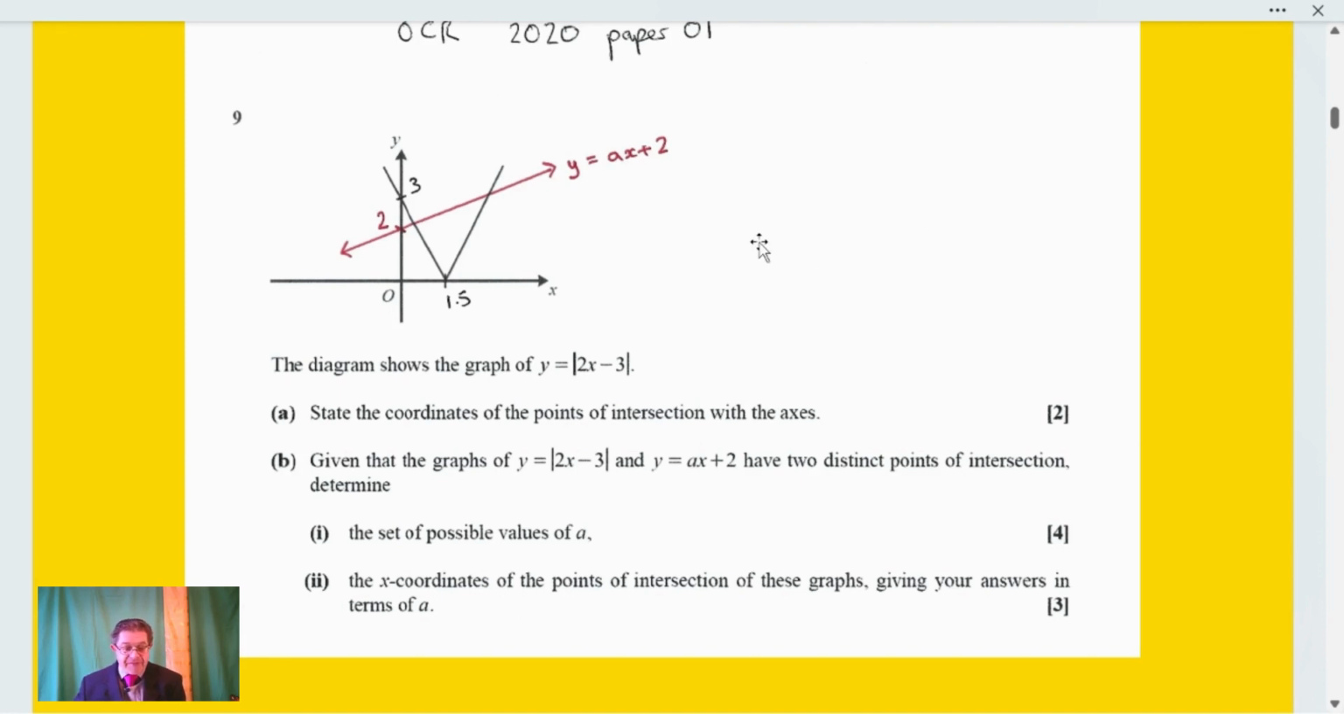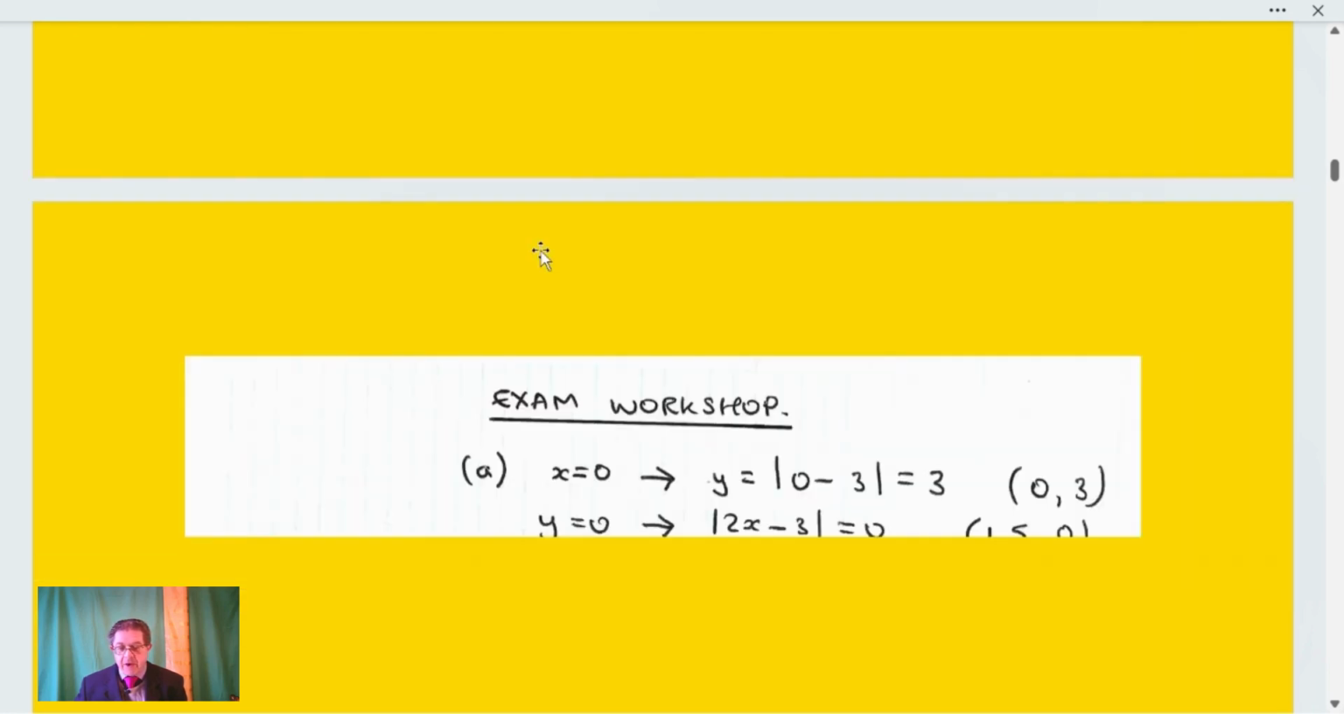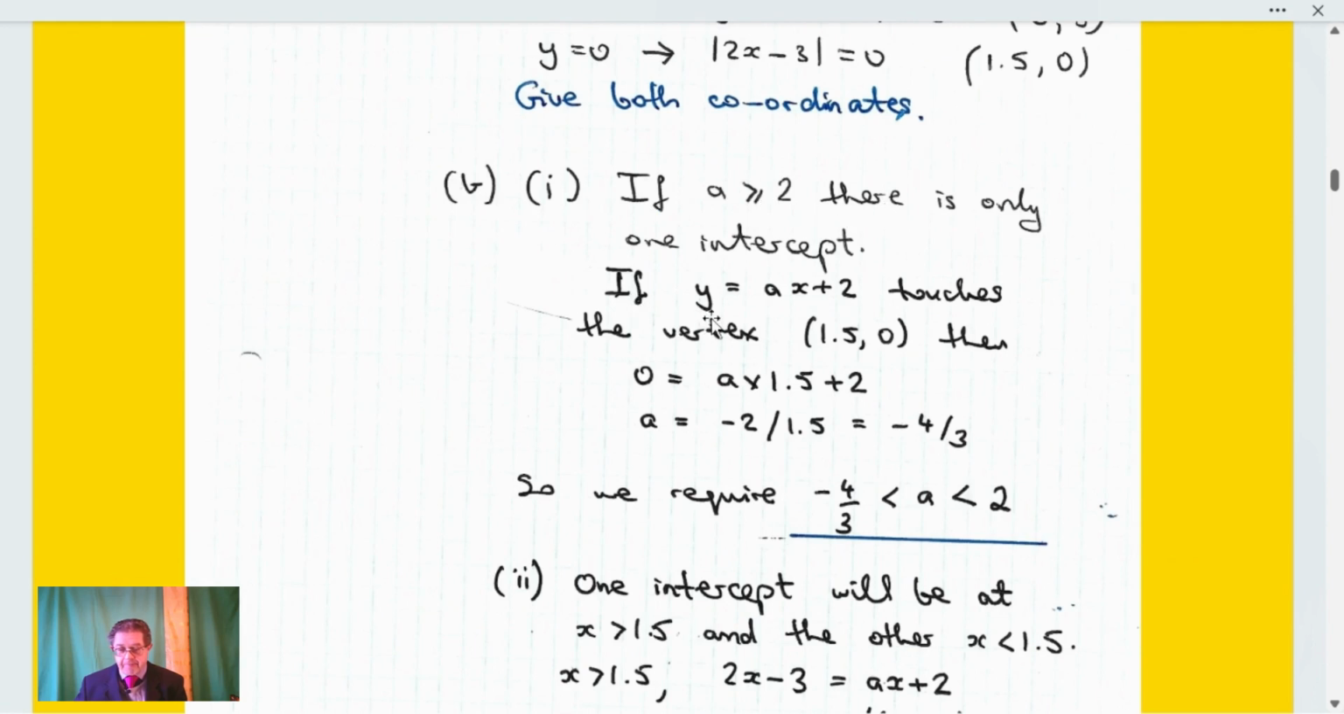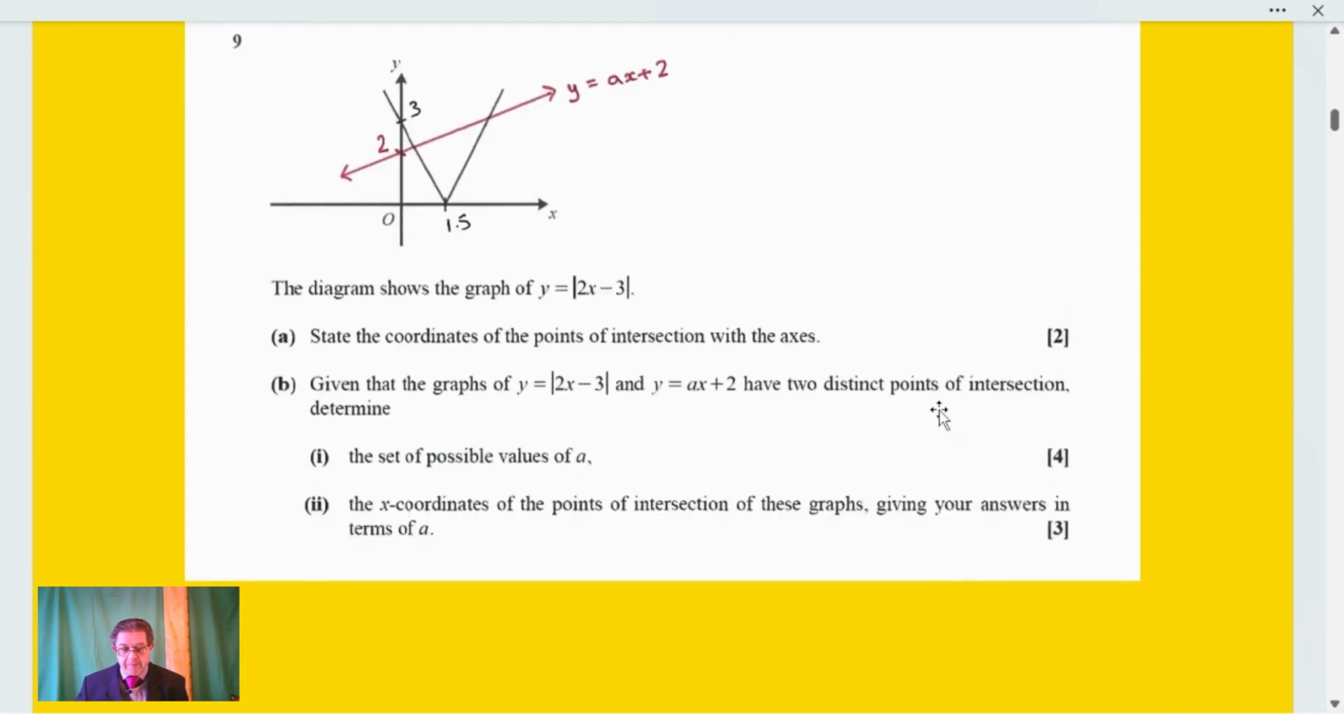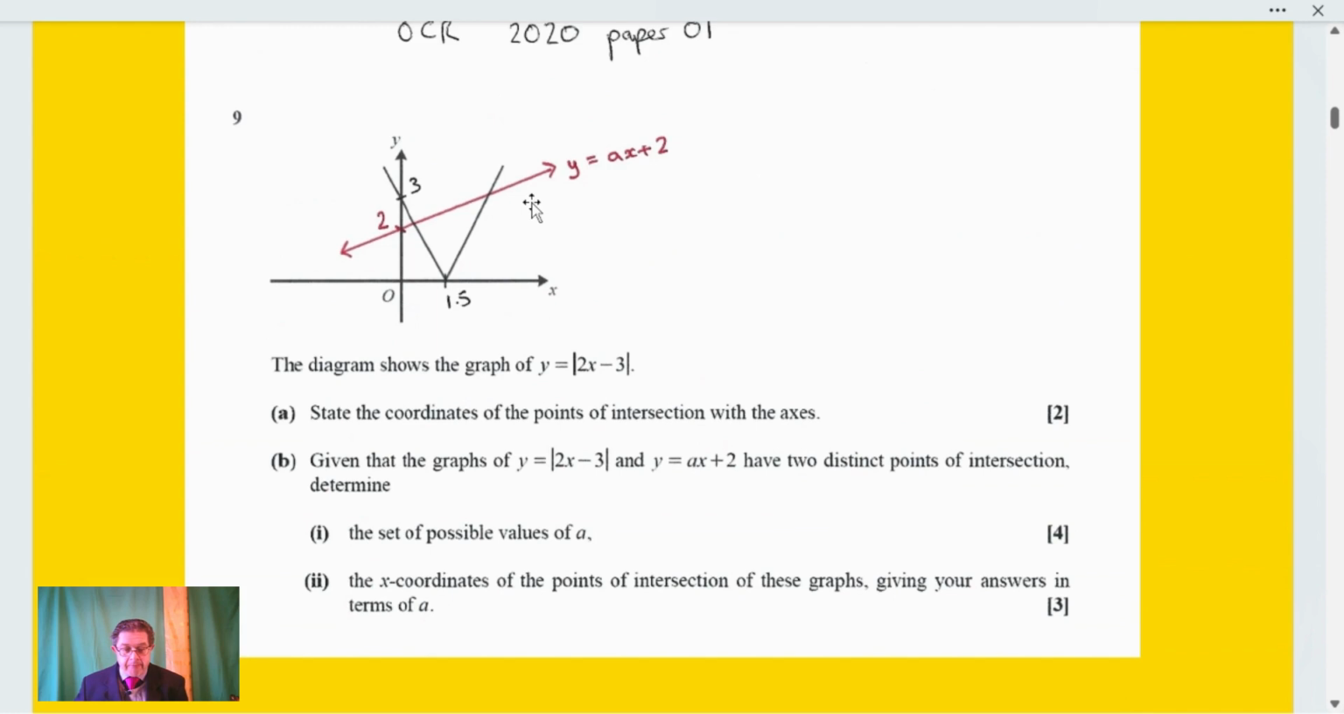Thinking graphically and visually, the best way of tackling this is to find what the a value would be if the line just touches the point (1.5, 0), because then if a is greater than that value, there will be 2 points of intersection. So we're going to plug into y equals ax plus 2, the point (1.5, 0). We do that, and we get a as minus 4/3. So a must be greater than minus 4/3. How great can it be?